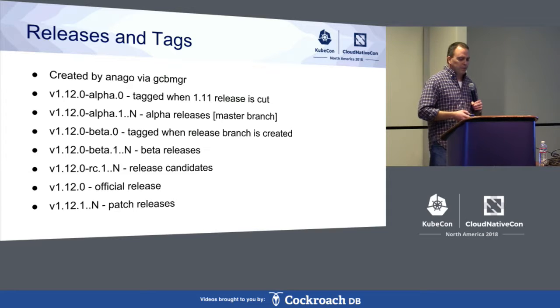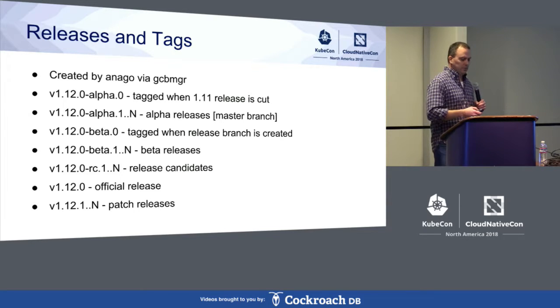And then when it comes time for beta, that's when the release branch is actually created. So it'll be called release dash, whatever the version number is. So release-1.12 in this case. And when you do that, you get another automatic tag, beta.0. And we have a couple of scheduled beta releases, 1 through N. And then there are release candidates. And then finally, there's the official release.